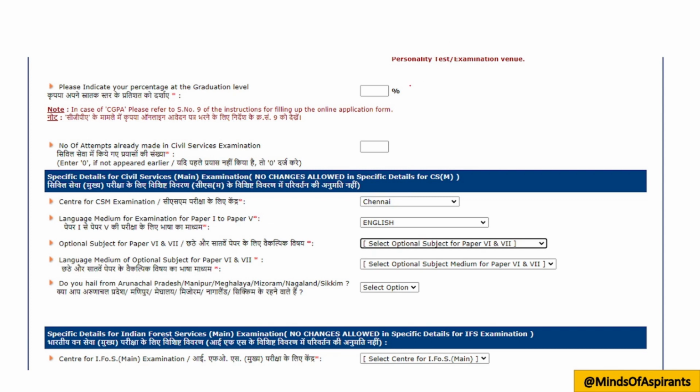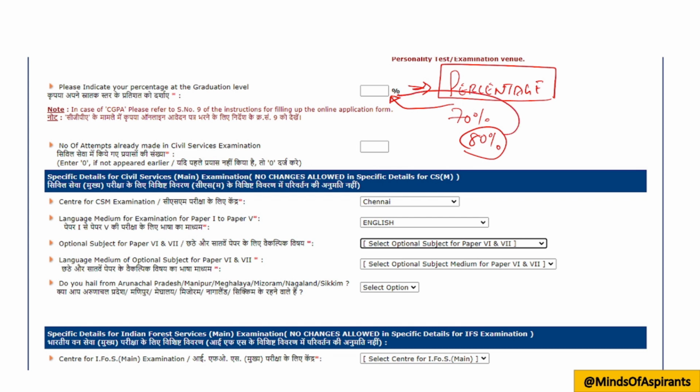And then see here your percentage. This is the point, your percentage in your graduation. Somebody will have some CGPA or something, whatever may be the percentage, fill it. Okay, so you have some percentage, 70% or 80%, whatever. If you have CGPA, fill it in percentage. That's simple. Don't worry about anything else. And then how many attempts? 1, 2, 3, 4. And for example, if you have not appeared earlier, it is 0. So how many examinations you have attempted in civil services, you should fill.